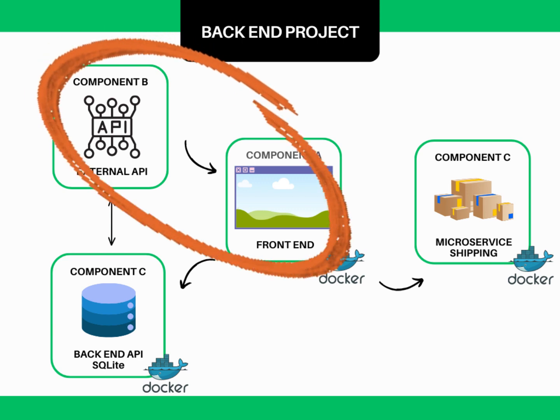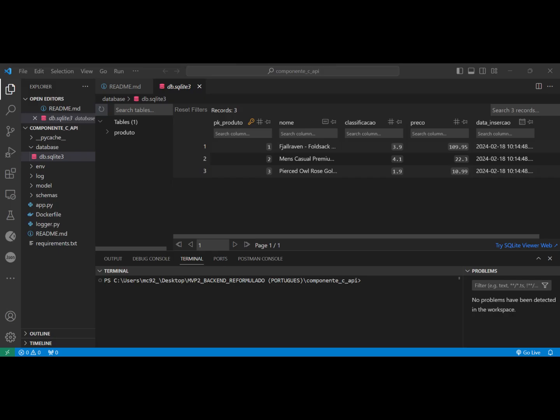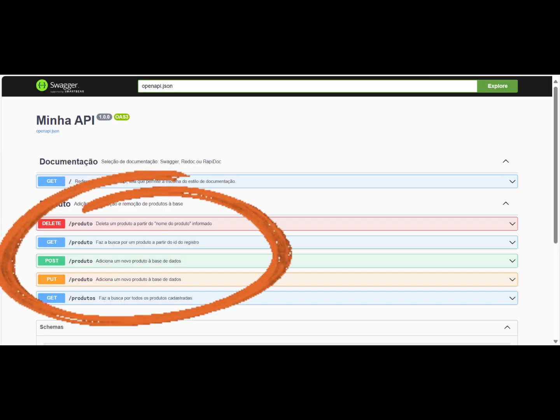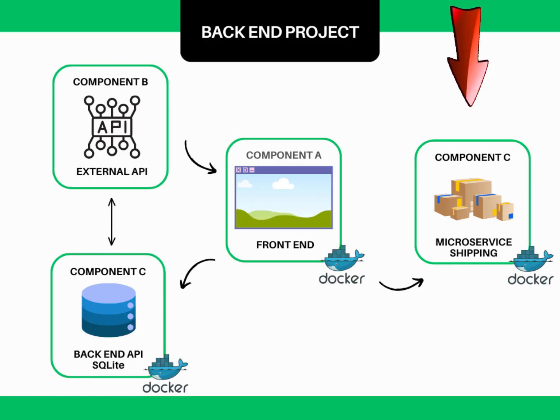This information will interact with component C, which is the database via a REST API. This will be done through various routes, in addition to generating detailed documentation to facilitate developers' interaction. Additionally, independently, a microservice dedicated to the carrier was created.